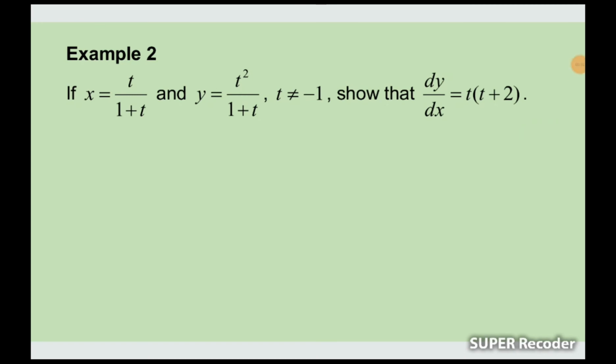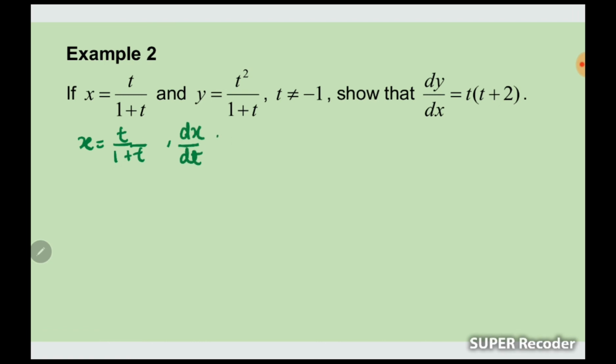Example 2. If x is a function in terms of t, where x equals t over 1 plus t and y equals t squared over 1 plus t, t is not equal to negative 1, show that dy/dx equals t multiplied with t plus 2. To solve this, we write again what x is in terms of t. x equals t over 1 plus t. Then differentiate x with respect to t, you will get dx/dt.